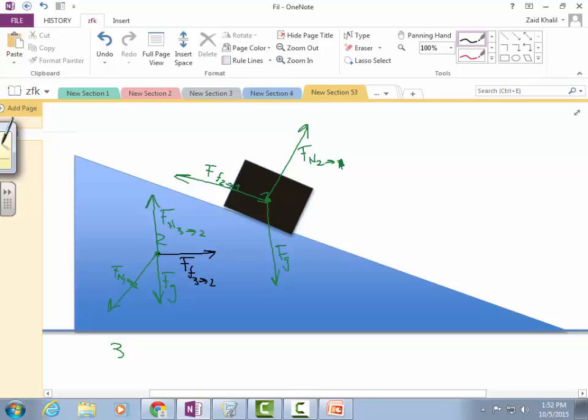Anything else? I think that is almost it. There's only one more force. Anybody see what it is? It's the force of friction of 1 on 2. And where's the force of friction of 1 on 2 directed? Opposite direction of 2 on 1. So it's directed downward. This is force of friction of 1 on 2.